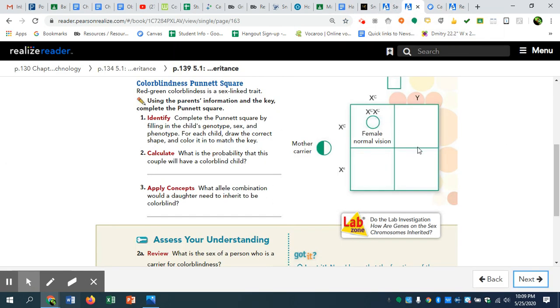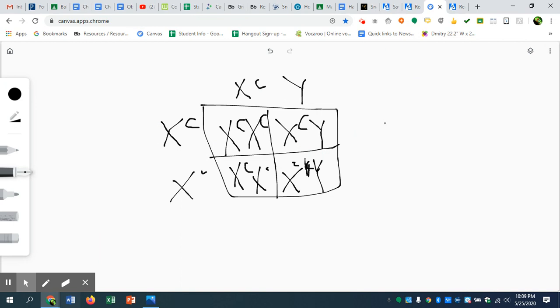So that was our first one, our Punnett square. What is the probability that this couple will have a colorblind child? So not boy, but colorblind child. Okay, so we have capital X, okay, so that is normal vision, that's 25.